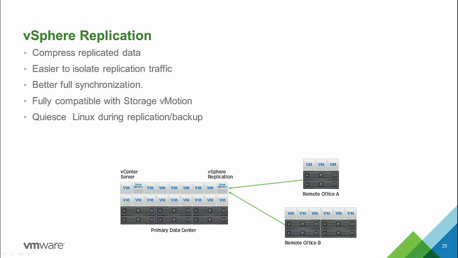vSphere Replication is also fully compatible with VMware vSphere Storage vMotion at both the source and the target locations. Before vSphere 6, moving a replica at the target location required vSphere Replication to perform a full synchronization. With vSphere 6, migrating a replica with vSphere Storage vMotion no longer requires this.